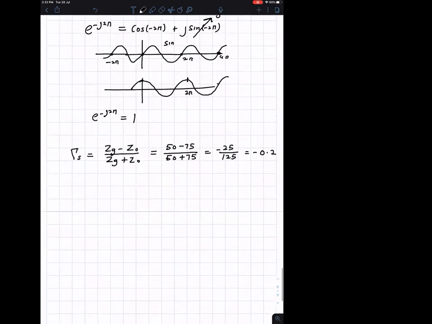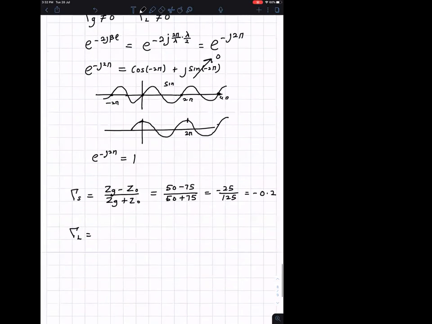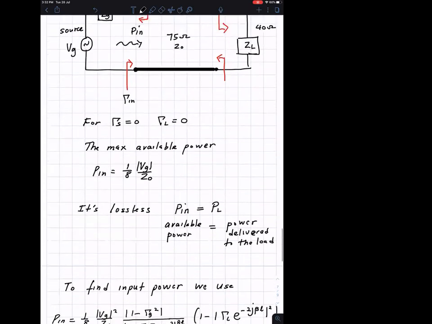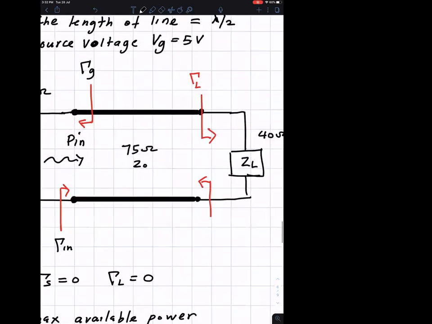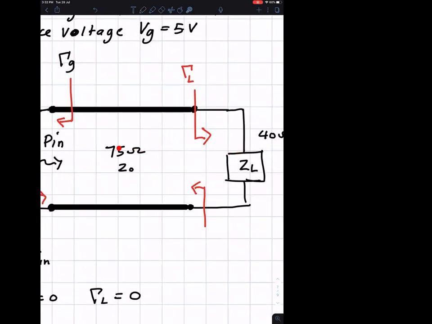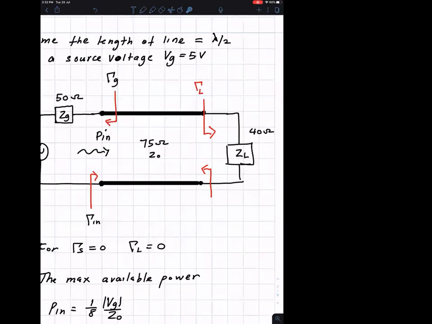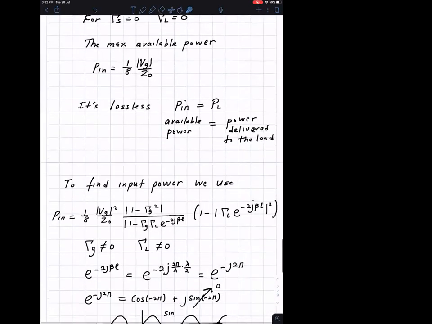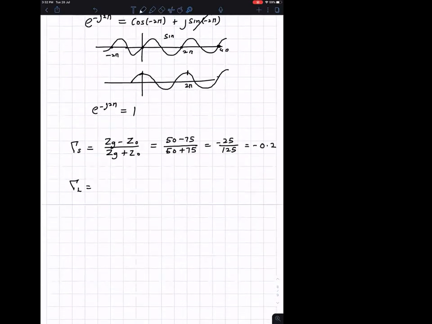Now the reflection at the load, gamma_L. Looking into the load, it is ZL minus Z0 divided by ZL plus Z0. ZL is 40.